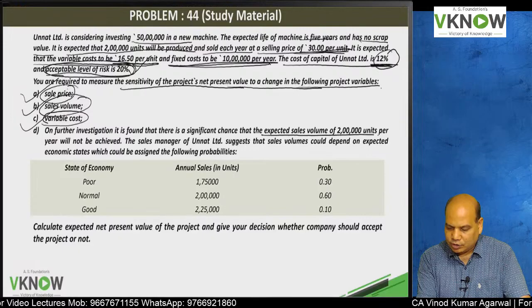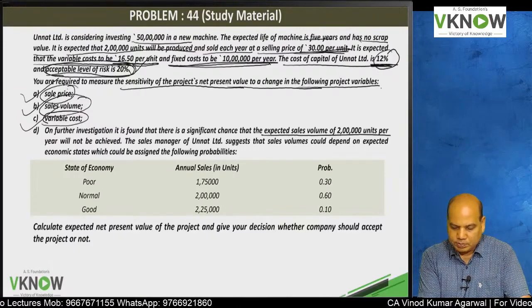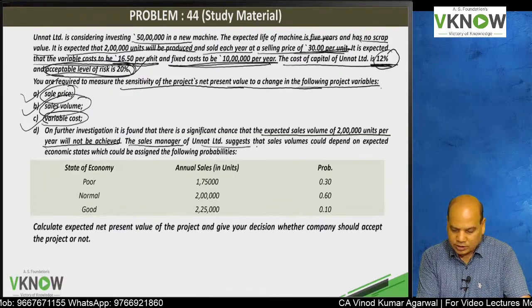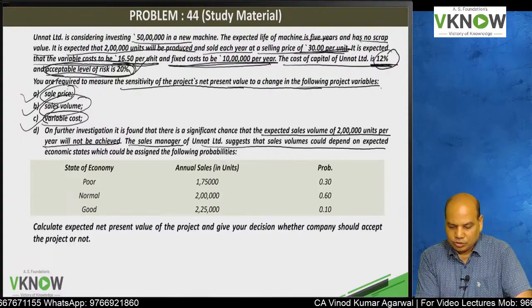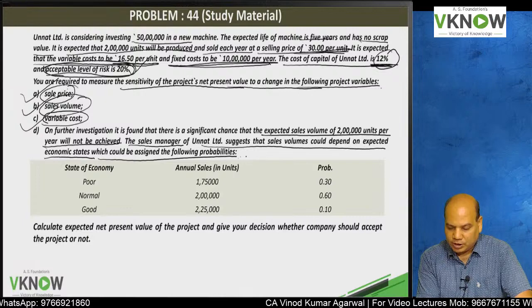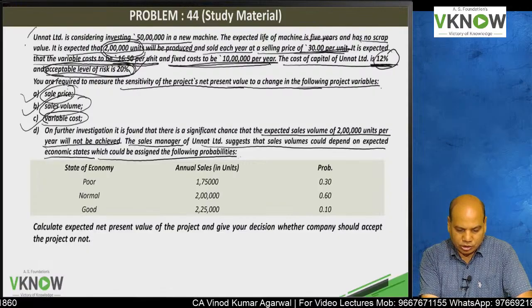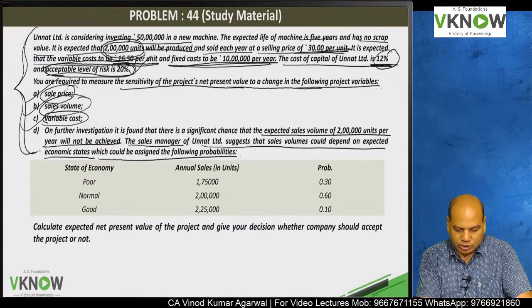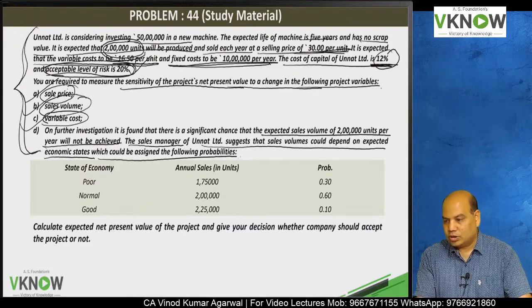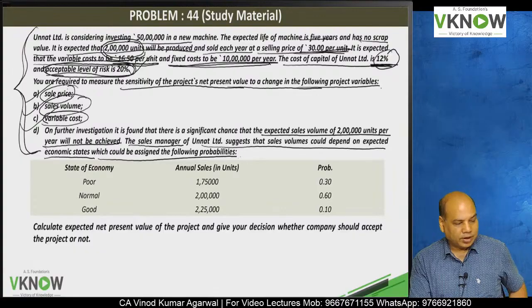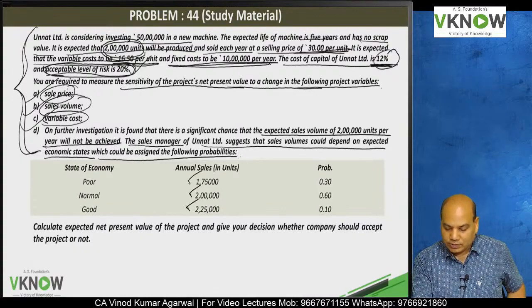that the expected sales volume of 2 lakh units per year will not be achieved. The sales manager of Unnat Limited suggests that sales volume could depend on the expected economic state, which could be assigned the following probabilities. Now suddenly they are changing the question. In the first question, the sales quantity was 2 lakh, so all this calculation will be based on 2 lakh units. But now they are thinking that no, sales quantity may not be 2 lakh. Rather it can be 1.75 lakh, 2 lakh, or 2,25,000 with these probabilities.